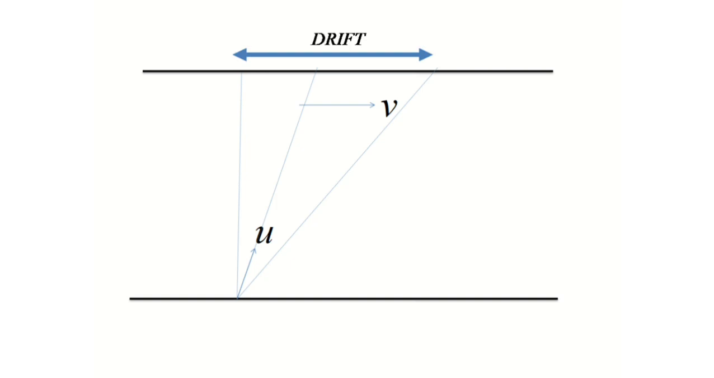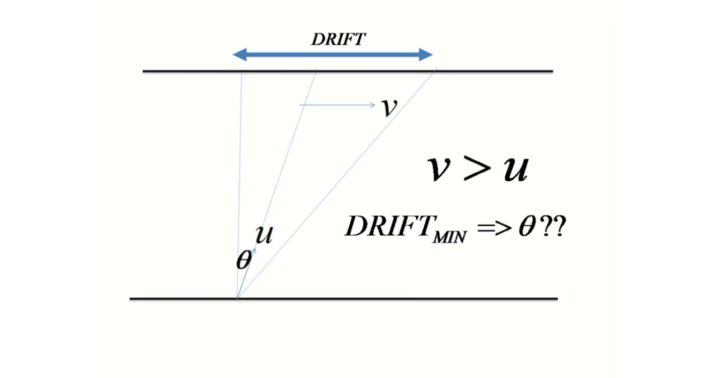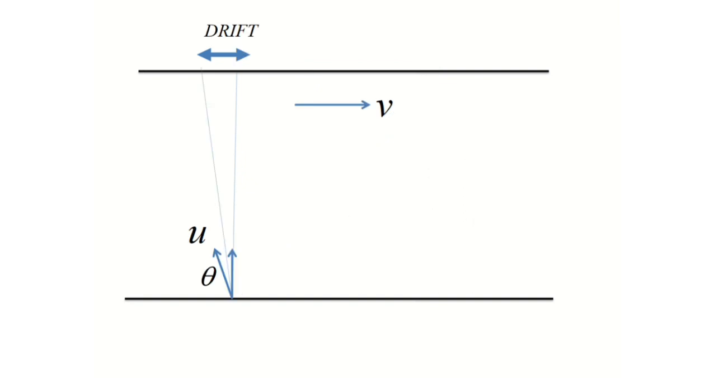So he wants to move to that middle line, but because of velocity of river, it shifts its position. So if the angle is theta from the vertical, what should be the value of theta so that the drift will be minimum and the velocity of river is greater than velocity of man? Why this condition? We will see it later. So let's look at how to solve it.